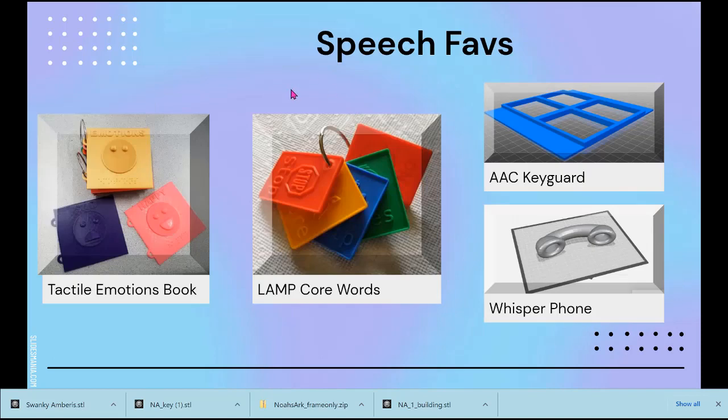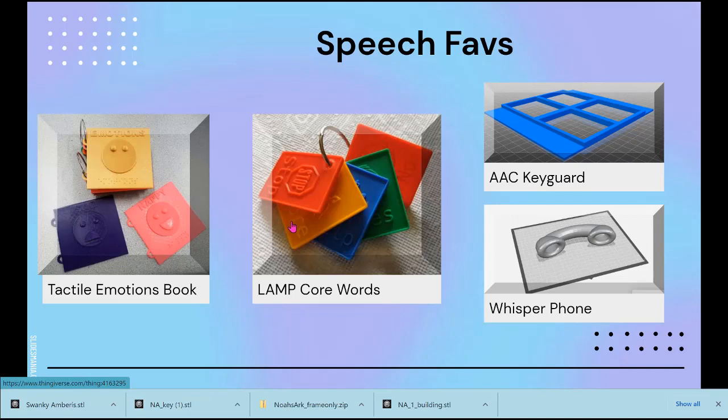Our speech therapists also were excited about some things like the tactile emotions book. You know, often we need durable books, we need durable communication symbols, stuff that doesn't rip, stuff that's waterproof, and that's what both the emotions book and the core word book offers. And obviously besides that, they're accessible to students who are blind or who have low vision.